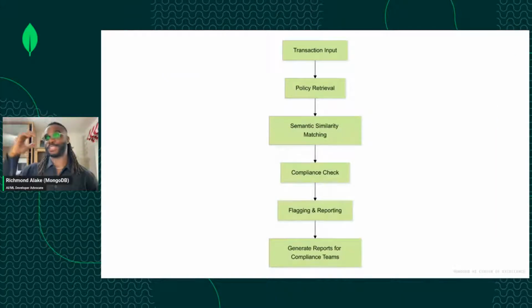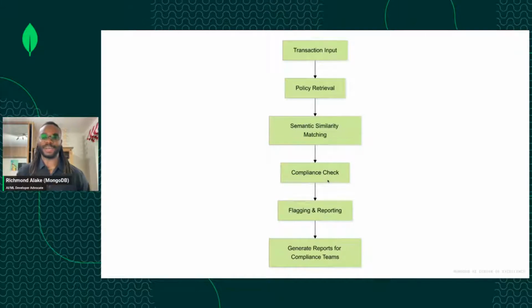If we're looking at flowcharts, for those of you who like a flowchart of how the system is going to operate, we're going to have a transaction as input. Then we're going to retrieve certain policies, and this could be policies from different countries. We're going to see examples of that in a database. Then we're going to use semantic similarity to see what policies match the transaction. Then we're going to do a compliance check. And this is where we're going to be using that LLM.